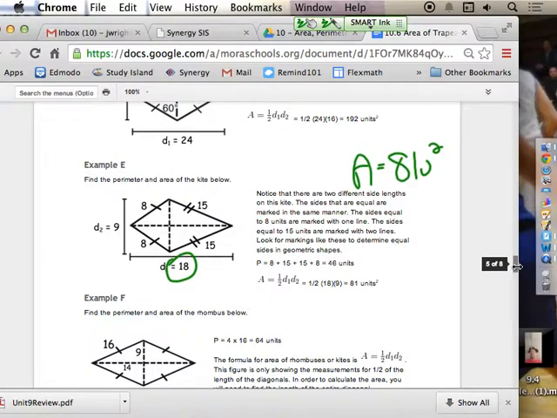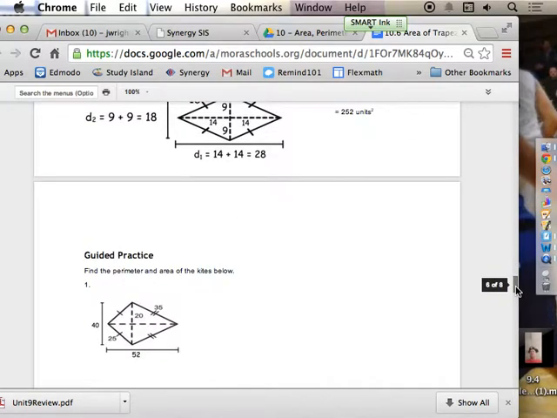Now, how do I do my perimeter? Take all the sides. Looks like 15, 15, 8, and 8. Add all those up. So my perimeter equals 15 plus 15 plus 8 plus 8. 15 plus 15 is 30. 8 and 8 is 16. 30 plus 16 is 46 units. Okay? Let's do a couple guided practices for you.